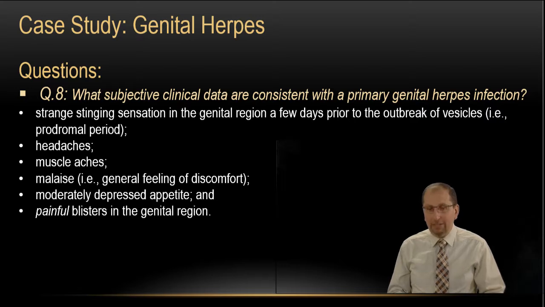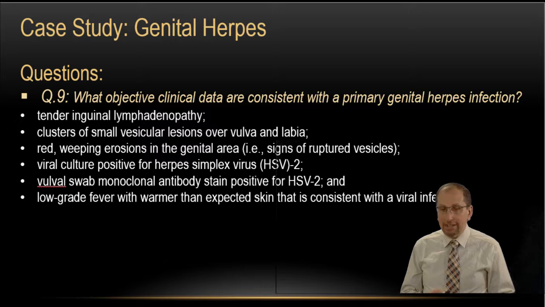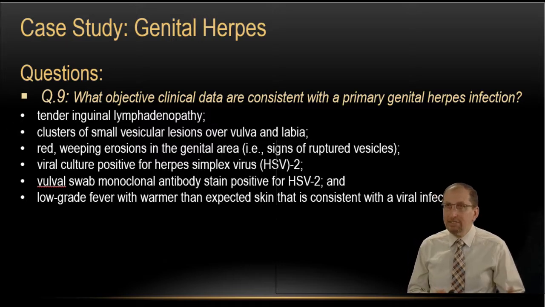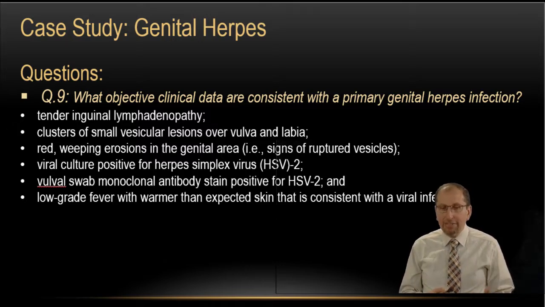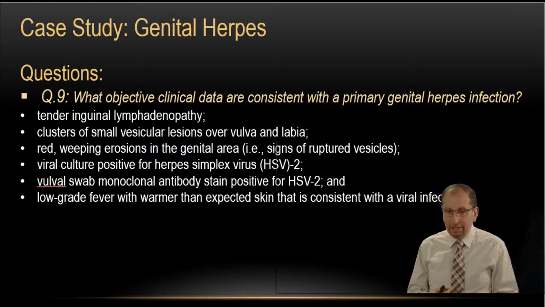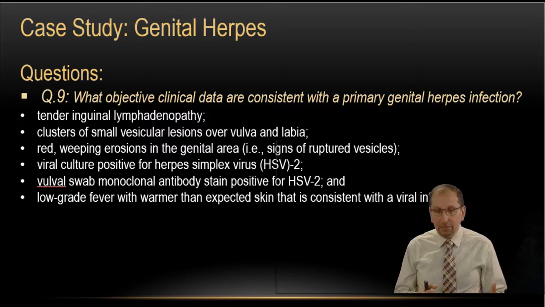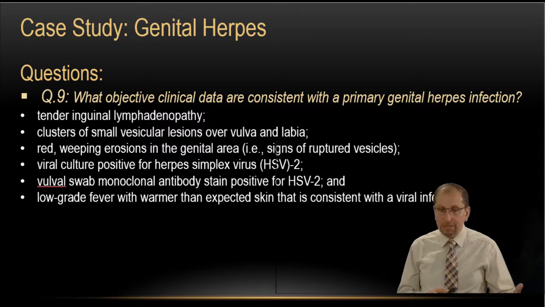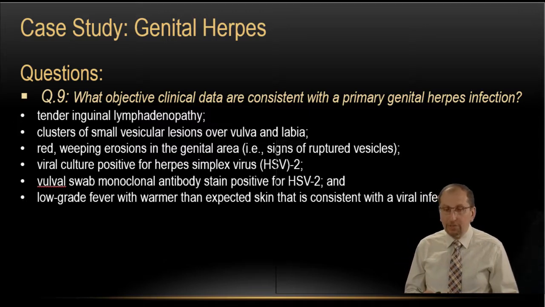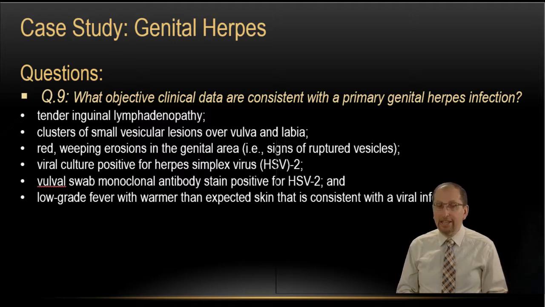In question 9, what are the objective clinical data that are consistent with the primary genital herpes infection? The tender inguinal lymphadenopathy, the clusters of vesicles, and the red weeping erosions in the genital area, signs of ruptured vesicles. The viral culture was positive for herpes simplex virus, and the vulval swab monoclonal antibody stain was positive for herpes simplex virus type 2. And this low-grade fever with warmer than expected skin is consistent with viral infection also.